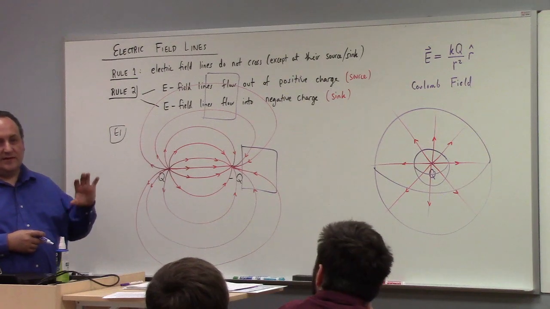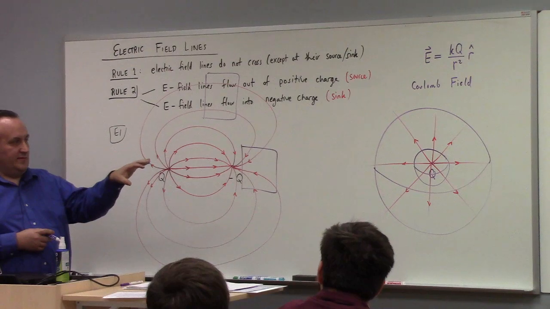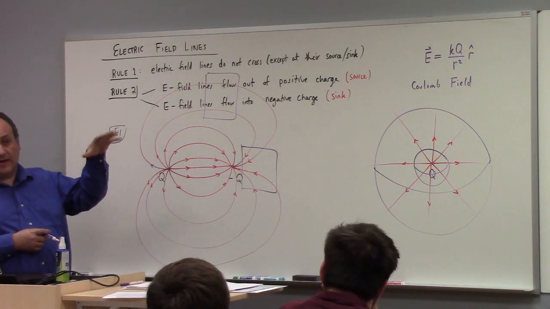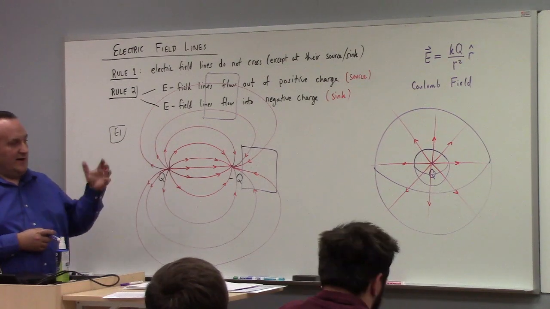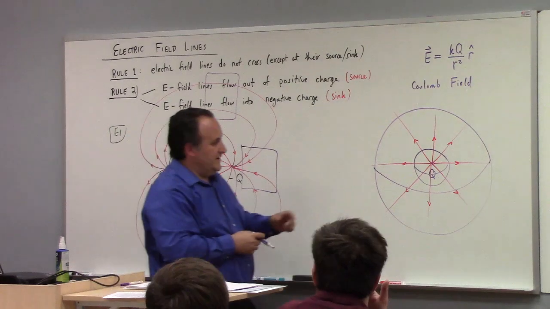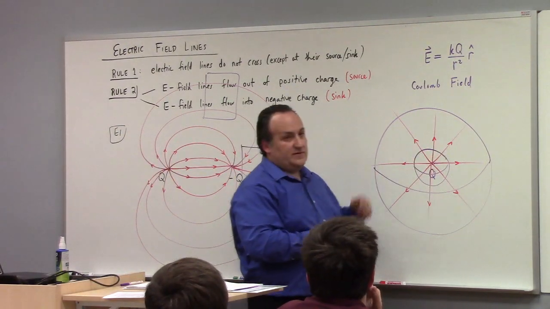Because the field lines only start where there's charge. If there's no other charge in play, then whatever field lines come out of the origin, they keep going out. So no matter how big we make this sphere, we're always going to cut through these, in my current picture, 1, 2, 3, 4, 5, 6, 7, 8 field lines.